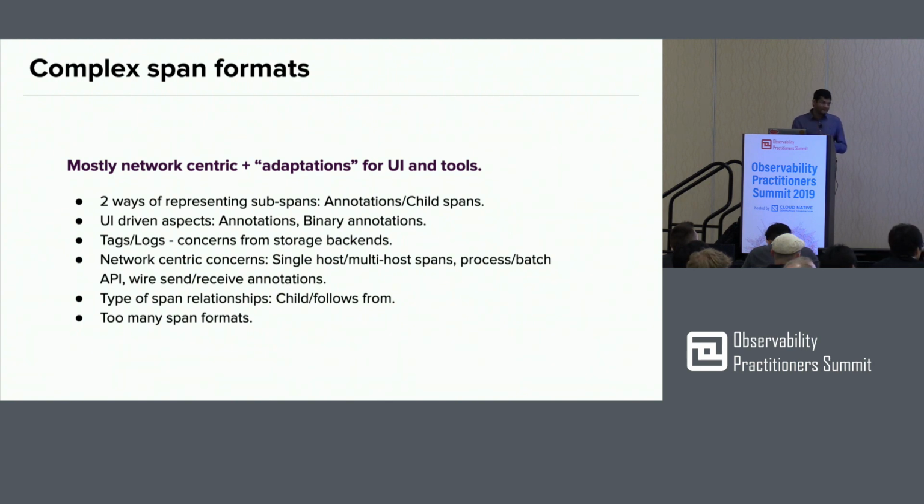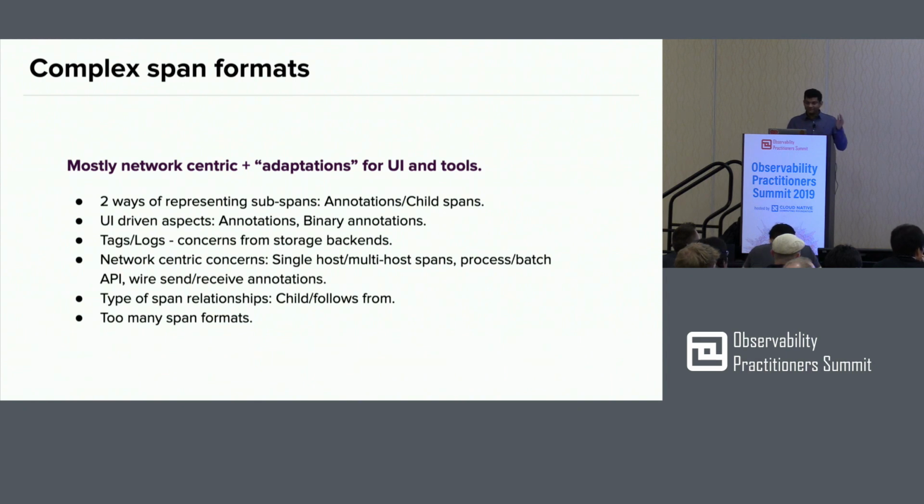The reason span formats are complex is they are very network-centric. Distributed tracing started from a very network-centric perspective. So the span formats are very network-centric. And as time went on, people added UI things that are needed for the UIs or the tools into the spans, right? So the span formats organically grow. And there are interesting side effects of this, right?